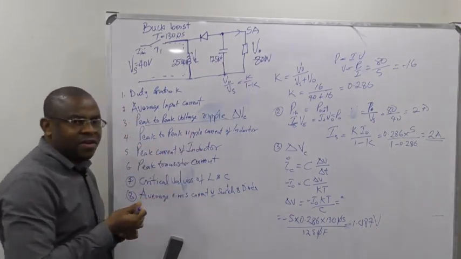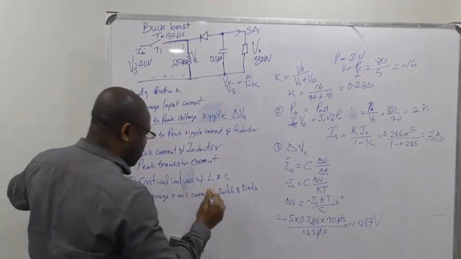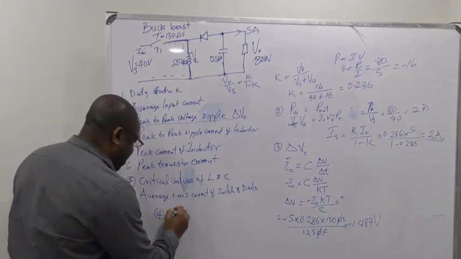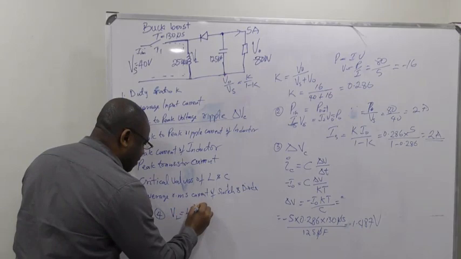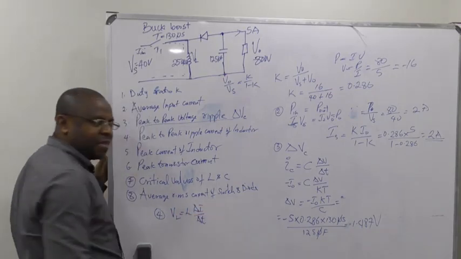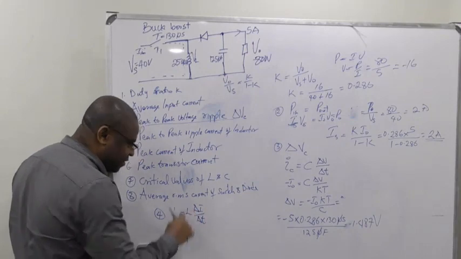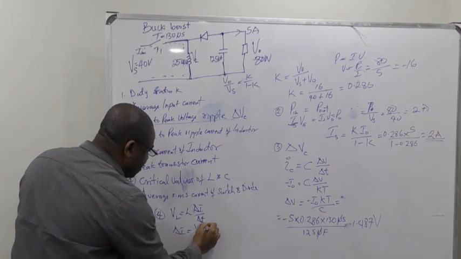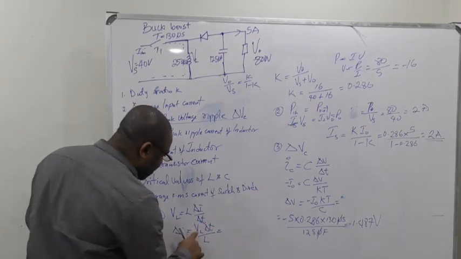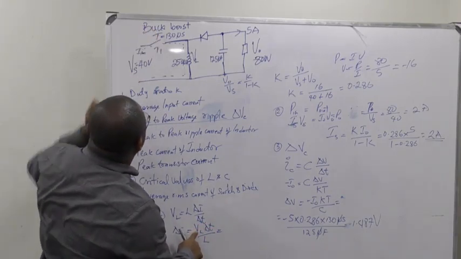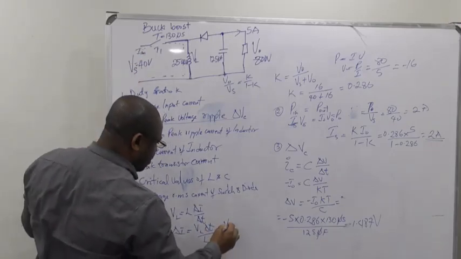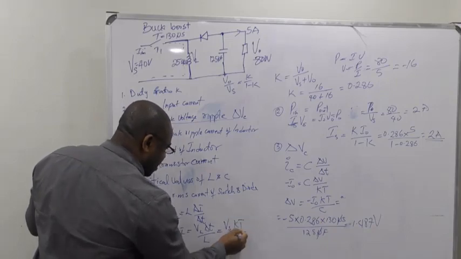The next question: if we are asked to calculate the peak-to-peak ripple current of the inductor, that is number 4. Remember we said the voltage across the inductor is L delta I over delta T. So they want us to calculate this, so delta I is the same thing as VL delta T divided by L. Now this VL equals VS when the switch is on. So we have VS, and this delta T is the time of on, which is KT, and then divide by L.